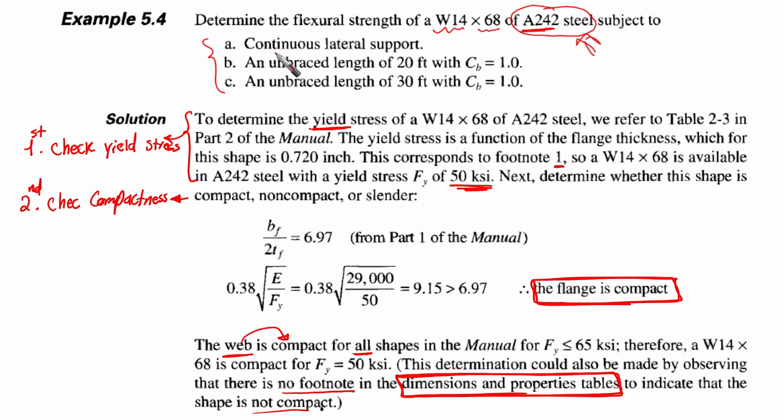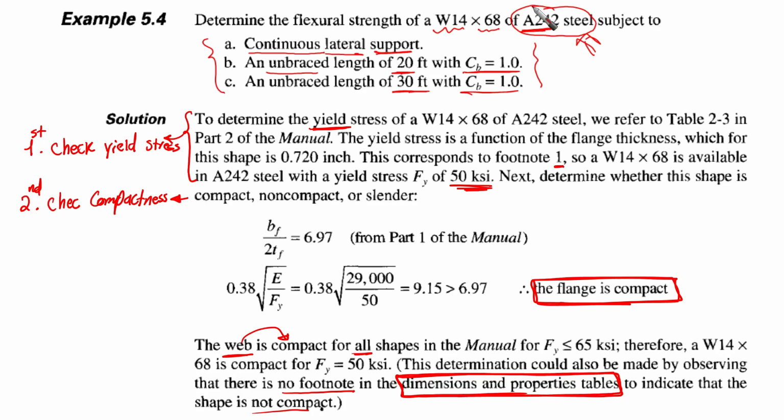The first case is that our flange is continuously supported, so continuous lateral support. The second case, we have an unbraced length of 20 feet with CB equal to 1, so the moment gradient has no contribution here. The third case, the unbraced length is 30 feet with CB equal to 1. So we have three different cases. Let's check what the flexural strength is for these three cases.